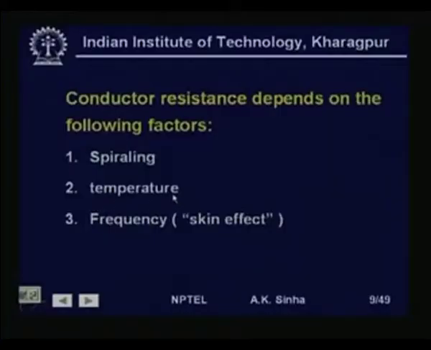Similarly, temperature, as we have seen, the resistivity of the conductor will increase with the increase in temperature. Therefore, when the conductor is carrying more current, the heat dissipation is going to be more, I square R losses are going to be more, which will be dissipated as heat, and therefore, the conductor temperature will go up, and this will increase the resistance of the conductor.